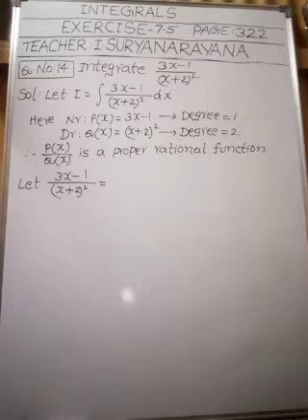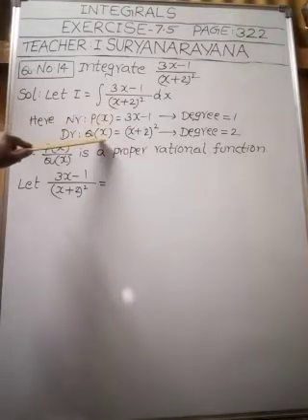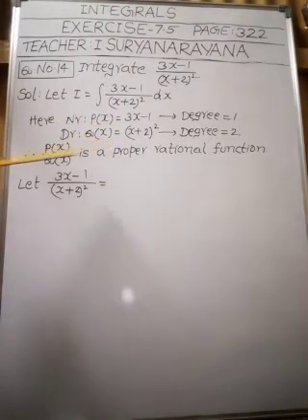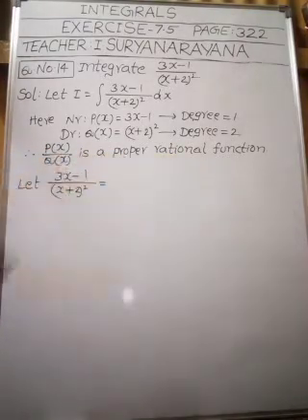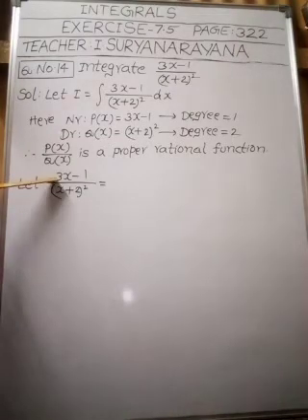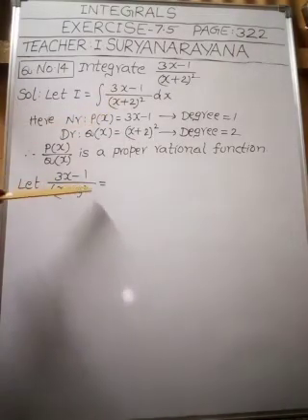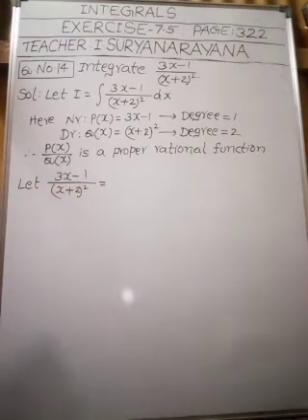Okay, my children, understood? So the degree of P of x is less than the degree of Q of x. Therefore, P of x by Q of x is a proper rational function. Only for proper rational functions can we write partial fractions. Right. Now, let us consider (3x minus 1) by (x plus 2) whole square is equal to. Now we are going to write partial fractions.